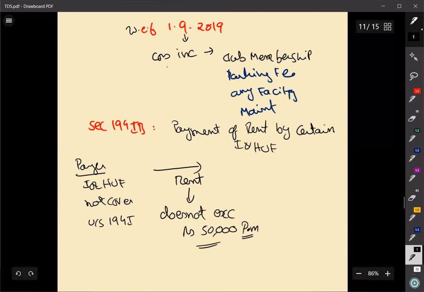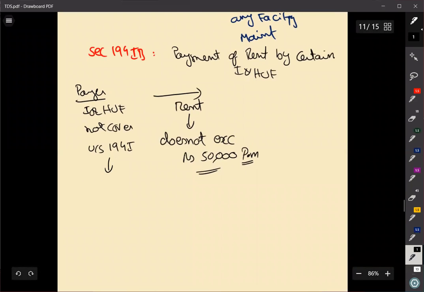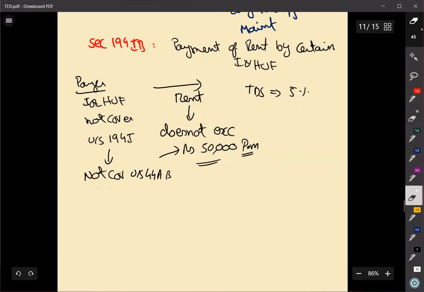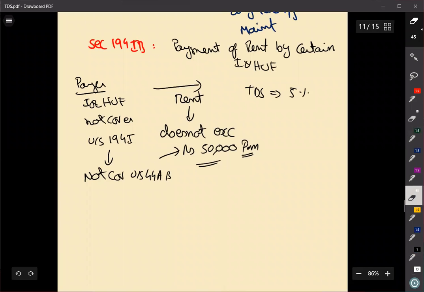Simply speaking, individual and HUF not covered under tax audit. Any individual or HUF not covered under tax audit and paying a rent of more than 50,000 per month, then TDS is to be deducted at the rate of 5%. So the rate of TDS is going to be 5%. Now, let us try to see a small example, a small problem, to understand this 194IB.